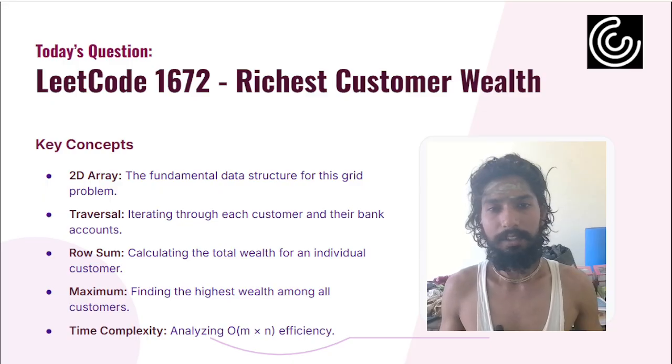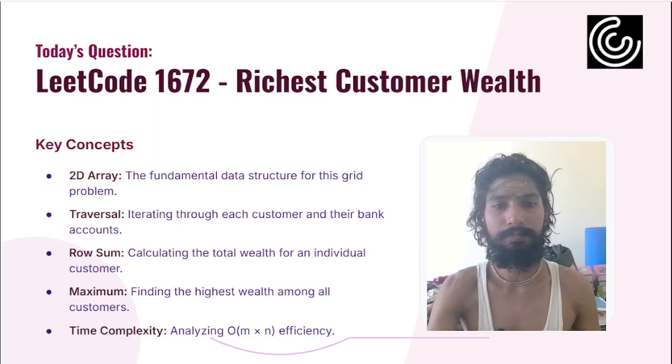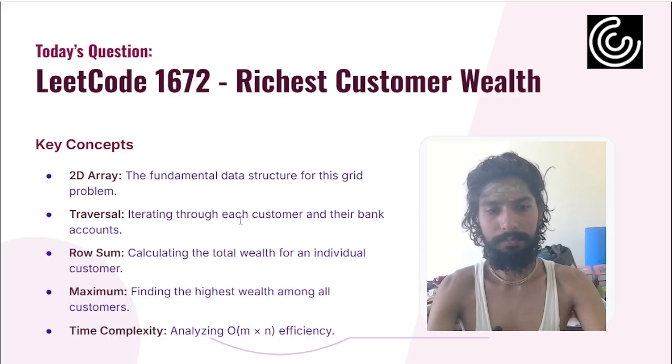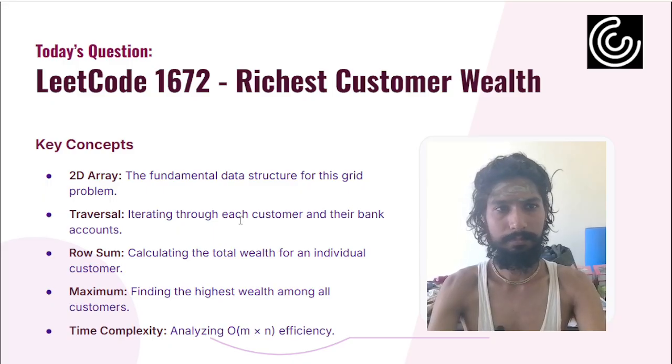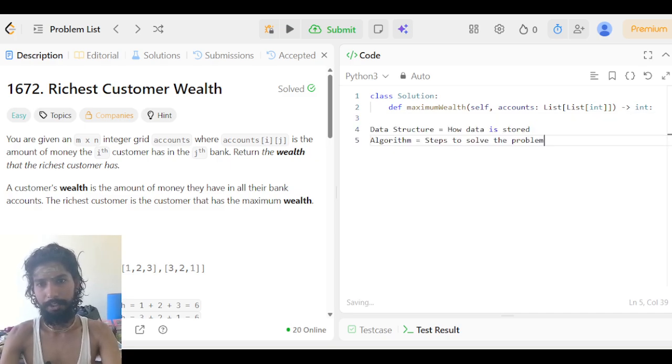Here also we will have customers and their bank accounts. The data is stored in a table-like structure. Our job is to find the richest customer. So data structure is how data is stored and algorithm is the steps to solve the problem. Now let's go through the problem.